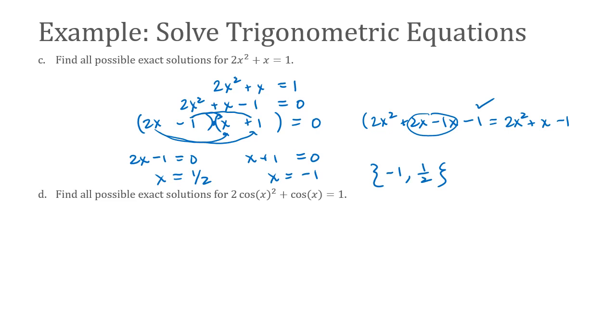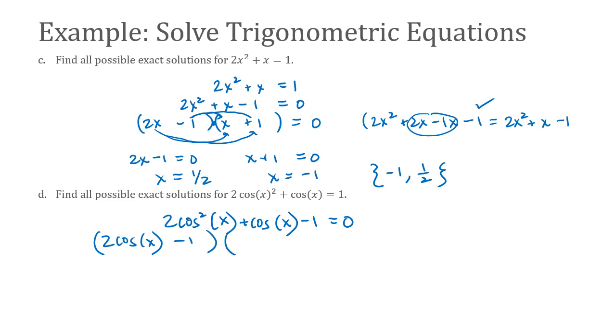Now, to solve the trigonometric equation, I'm going to do the same thing. I'm going to subtract 1 from each side, and I'm going to set it equal to 0. So I've got 2 times cosine of x squared. That is the same thing as 2 times cosine squared x plus the cosine of x minus 1 equals 0. And I know that, like I saw above, that this is going to factor to 2 times the cosine of x minus 1 times the cosine of x plus 1.